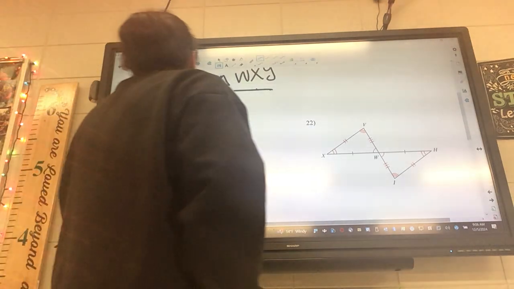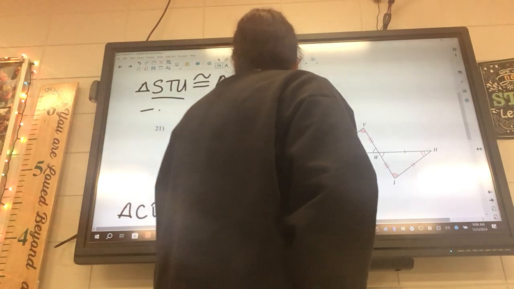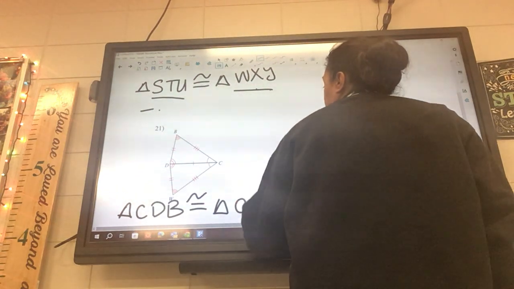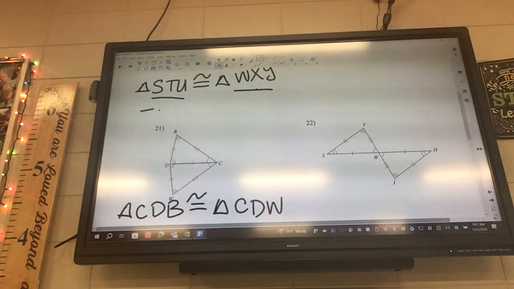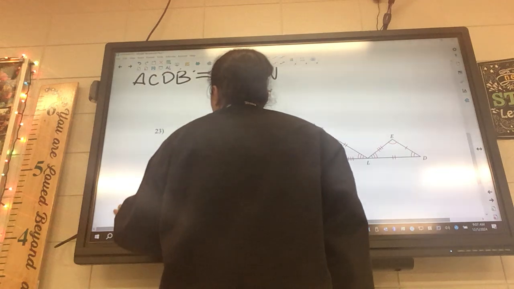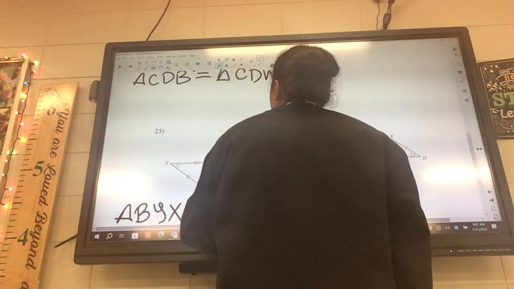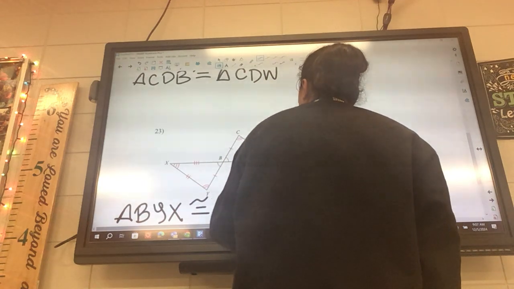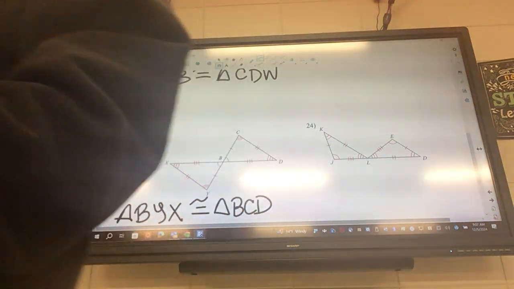So the top triangle is going to be CDB is congruent to triangle CDW. And lastly, you got triangle BYX is congruent to triangle BCD. Okay, you guys have 12 to do on your own. Go through and get your 12.